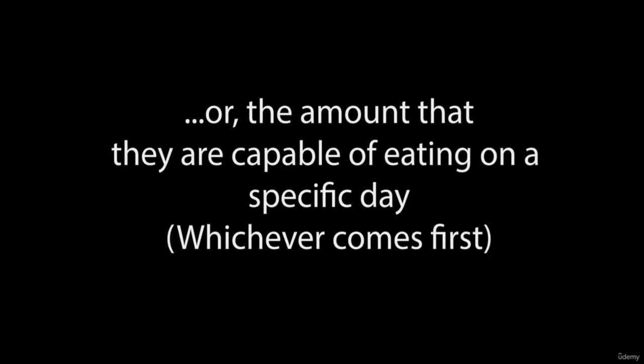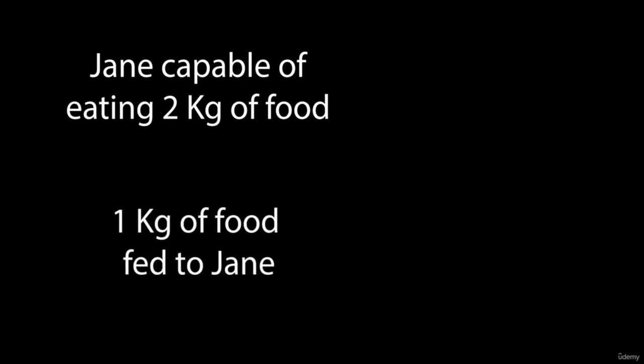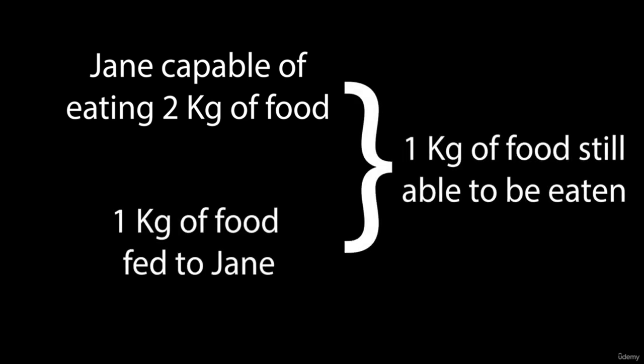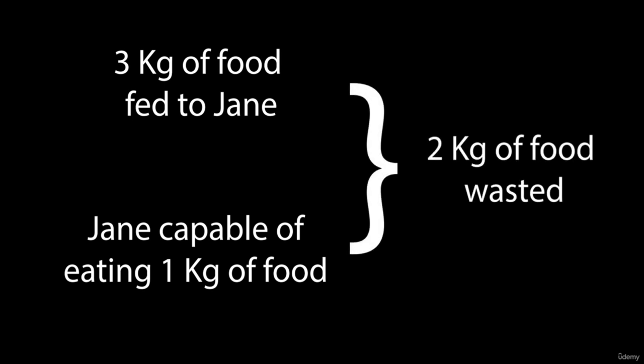Jane and Lisbon will either eat all the food or the amount that they are capable of eating on a specific day, whichever comes first. So, for example, if Jane is capable of eating 2 kgs of food on a Monday and Farmer Jack feeds him 1 kg, he will eat all the food. However, he will have not been able to eat the amount that he's truly capable of eating. If Farmer Jack feeds Jane 3 kgs on a Tuesday, but Jane is only capable of eating 1 kg on a Tuesday, 1 kg will be eaten and 2 kgs of food will be wasted.